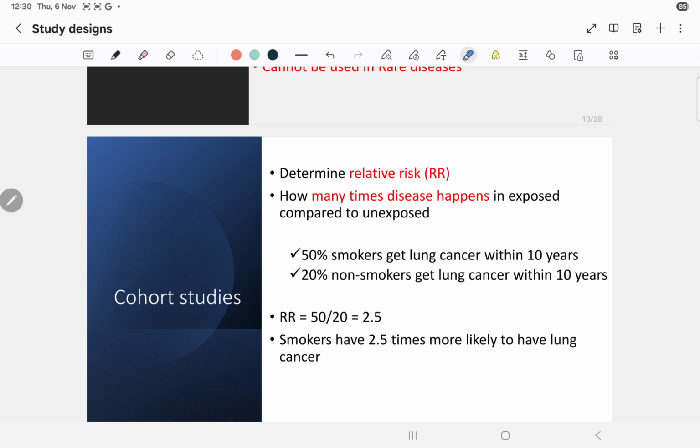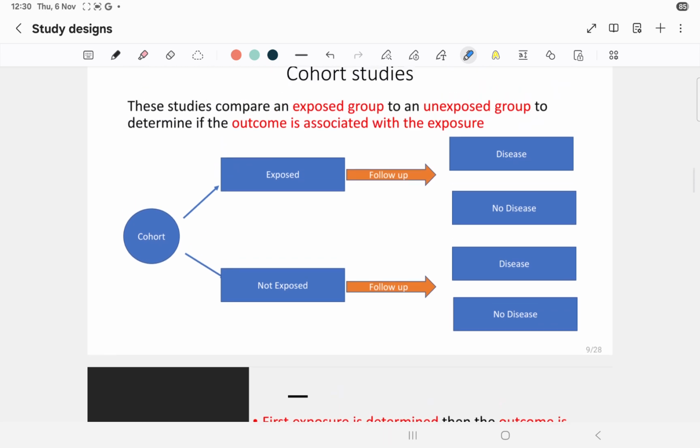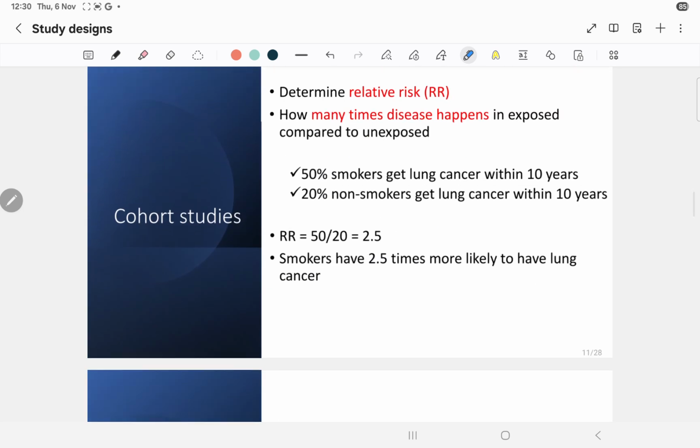Incidence of disease in the exposed group divided by incidence of disease in the non-exposed group. So see here, this is the exposed group, this is the non-exposed group. So what is the incidence of disease in this exposed group divided by what is the incidence of disease in this non-exposed group. That is relative risk. Let's see with a simple example.